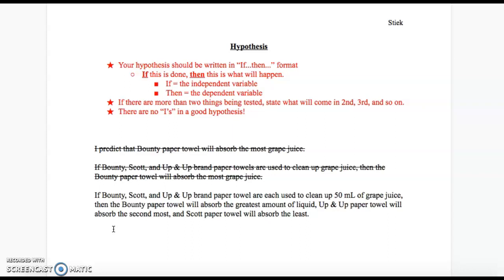Of course, your hypothesis is going to be different because you're working with different variables, you're testing a different essential question. The most important thing to remember is that your hypothesis starts with an if, and after the if, you're sharing what one variable you're planning to change. In my case, it's the brand of paper towel. In your case, it'll be something different. After you've told what you're planning to change, then your comma then tells us what you think is going to happen as a result of that change.